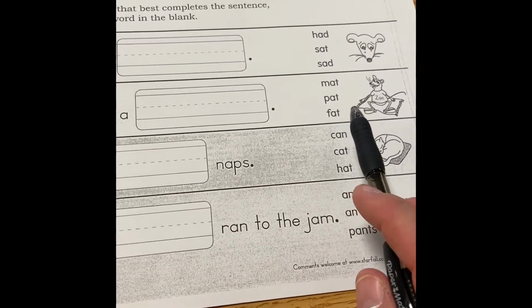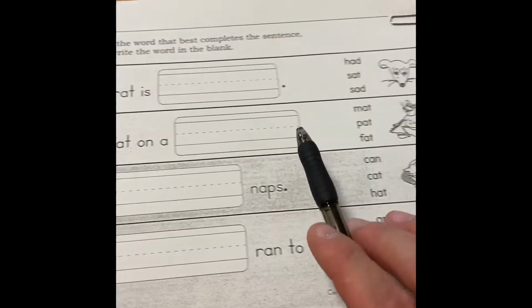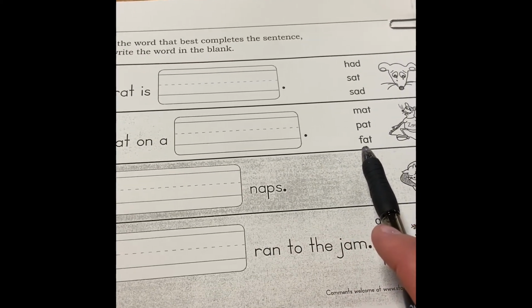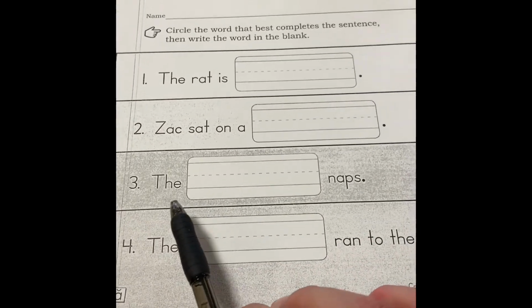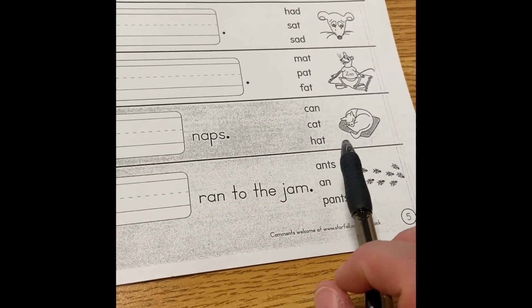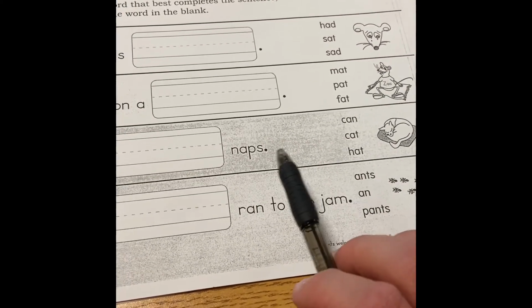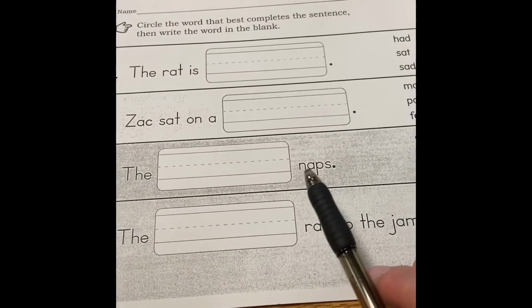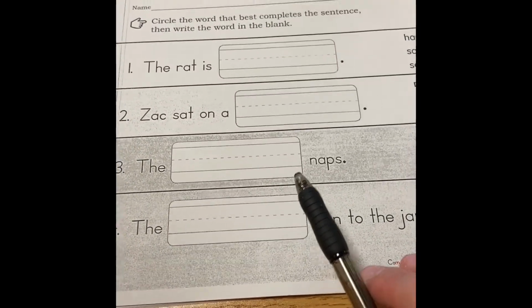So let's look at our pictures. So there's a picture of Zach. Zach sat on a mat. Zach sat on a pat. Or Zach sat on a fat. I wonder which one that would be. Next, number 3. The blank naps. So let's look at our picture here to help us. The can naps. The cat naps, or the hat naps. I wonder which one would go in here.